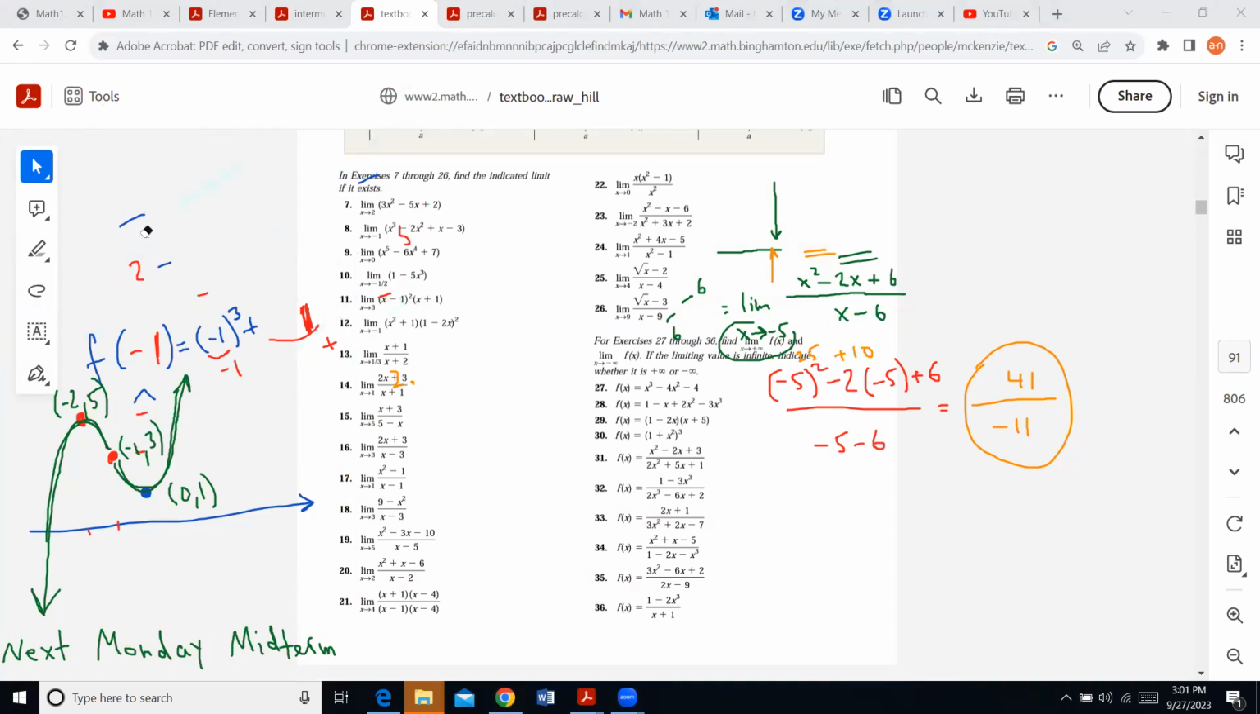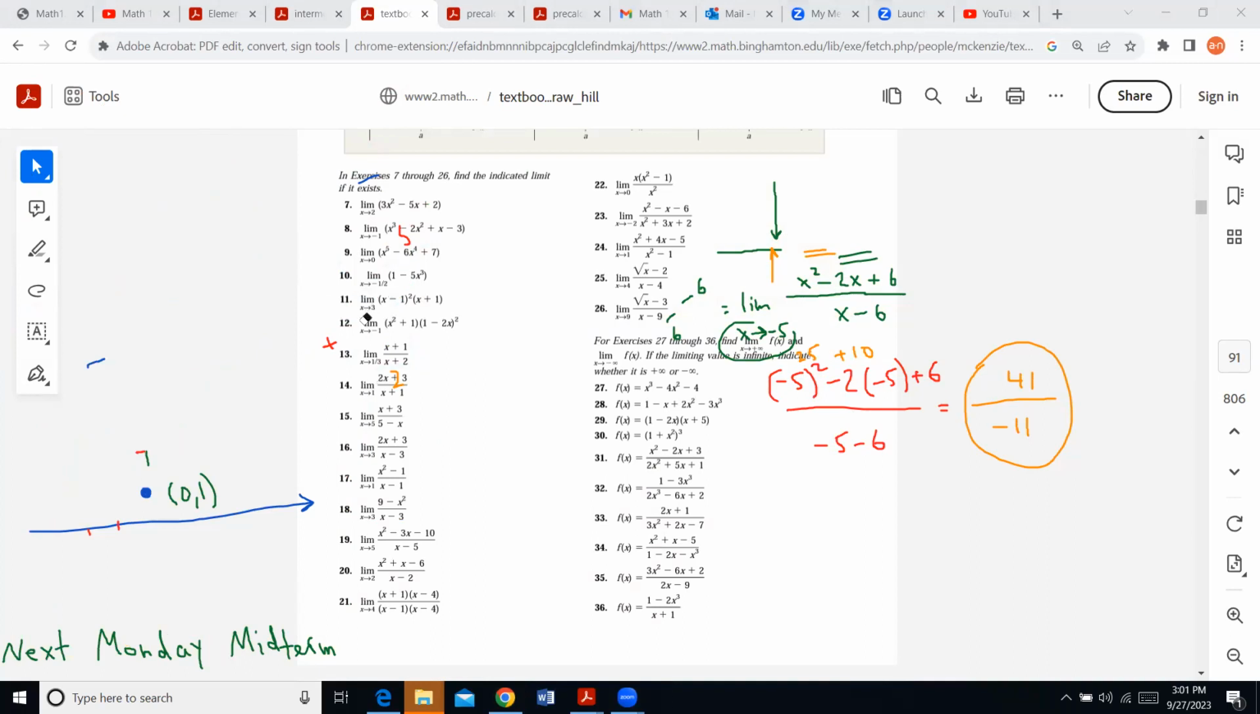So in section 1.5, and you can see the page that I'm looking at right now, it's 91. So I get a little bit carried away. I want to say that this is Monday, and that's a midterm, right? Anyways.